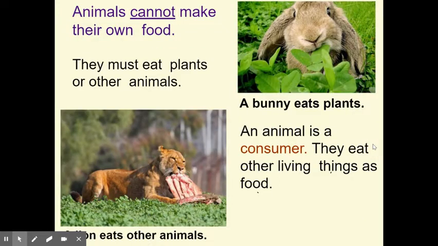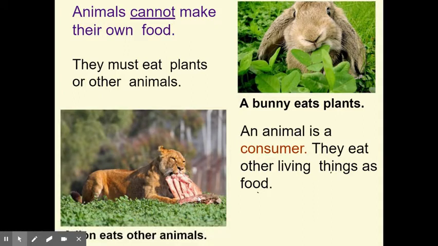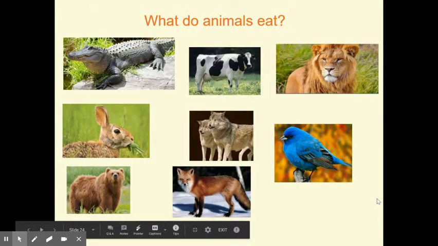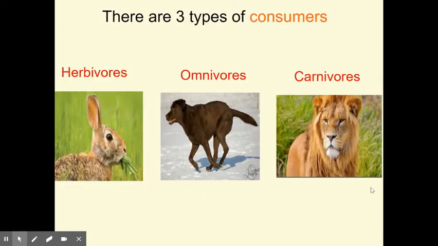Dead things, decomposers. But animals can't get their own food. They can't make their own food. They have to eat plants or other animals for energy. So animals are consumers. Remember, we saw that the bunny eats plants, the lion eats meat. They eat other living things as food. So, what do animals eat? There are 3 types of consumers: herbivores, omnivores, or carnivores.